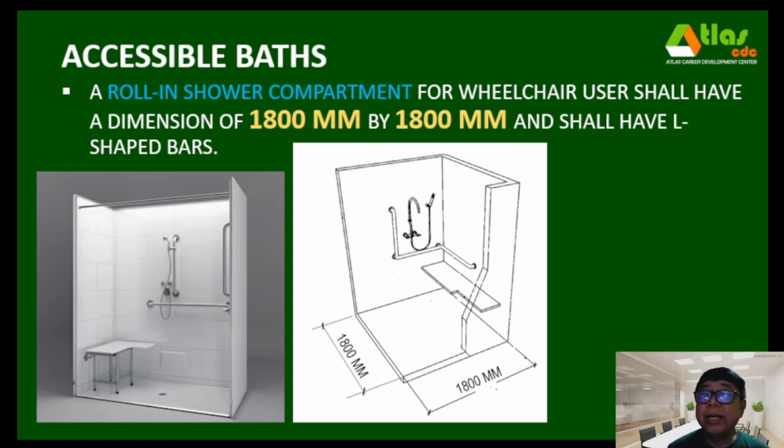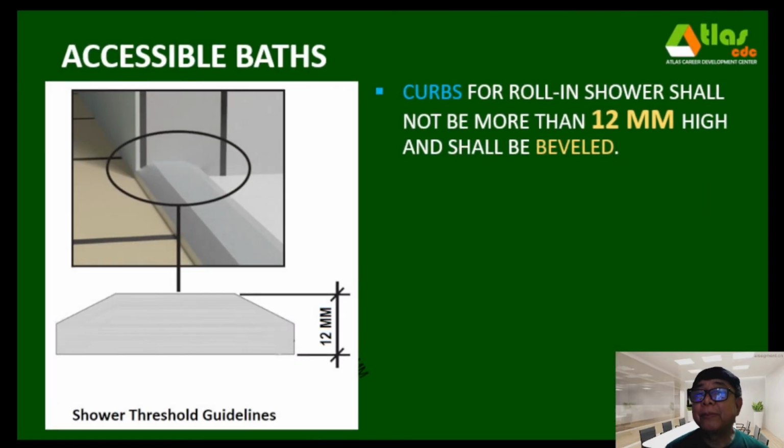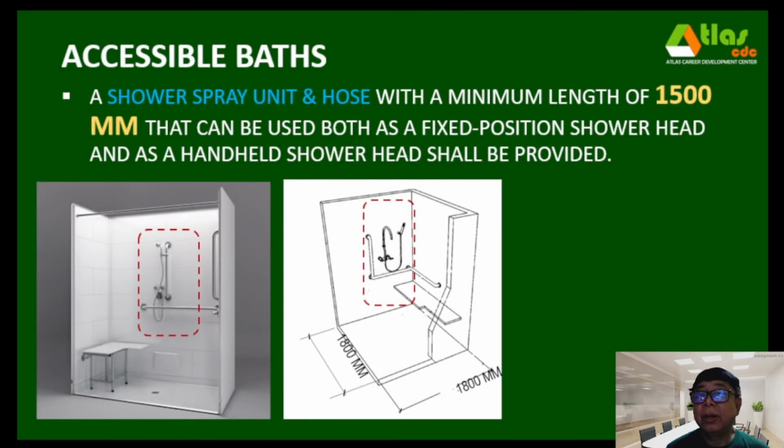So a roll-in shower compartment for wheelchair users shall have a dimension of 1.8 by 1.8 and shall have L-shaped bars. The curbs for roll-in shower shall not be more than 12 mm high and shall be beveled at the sides. Now, a shower spray unit and hose, the hose shall have a minimum length of 1.5 meters. This can be used both as a fixed position shower, this one, and as a handheld shower shall be provided.